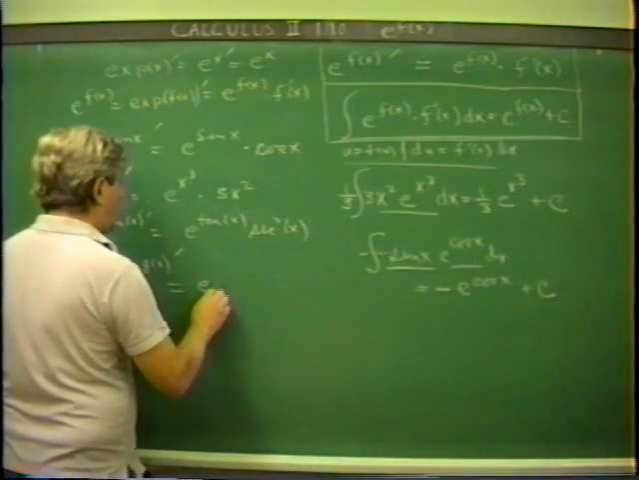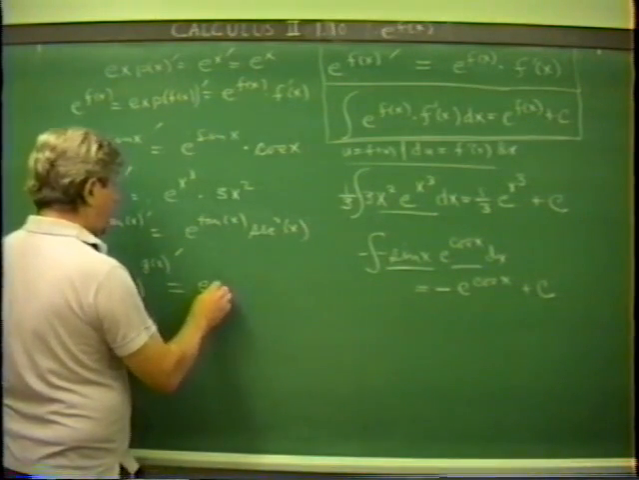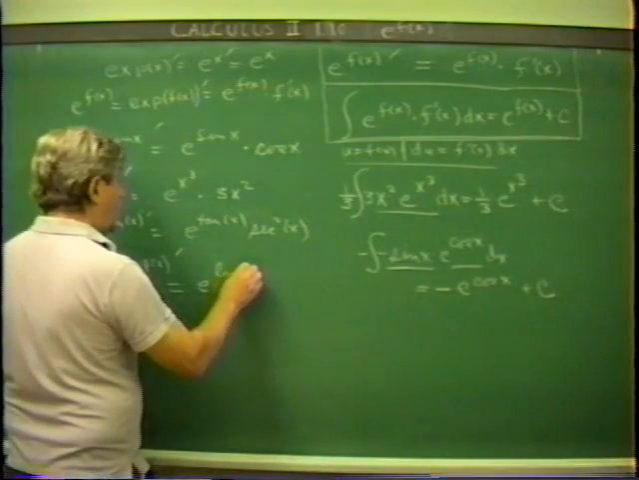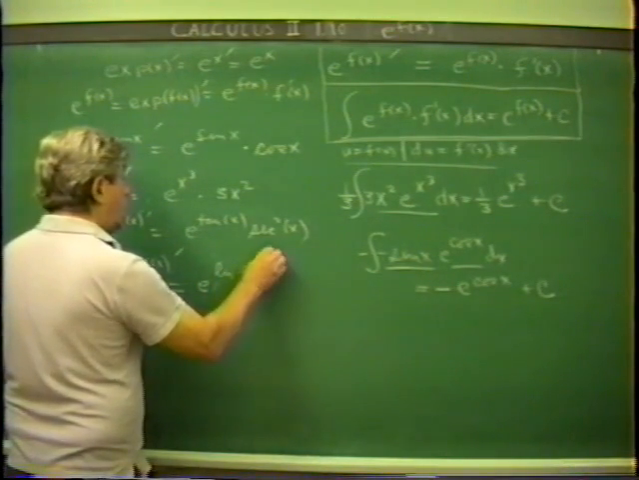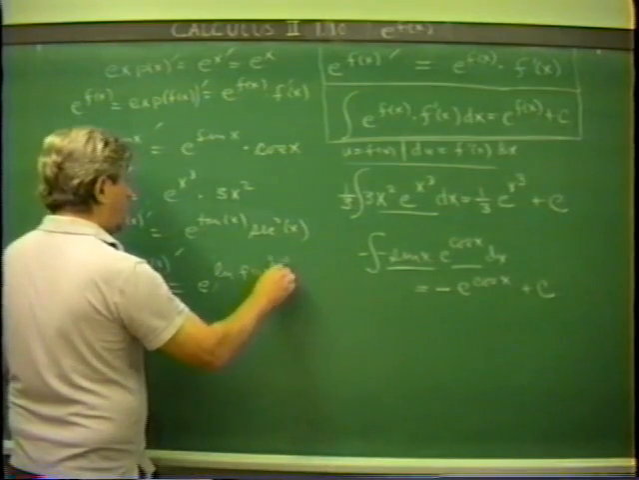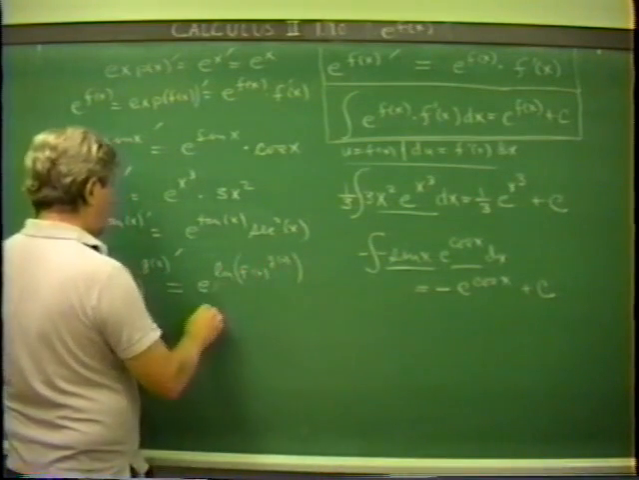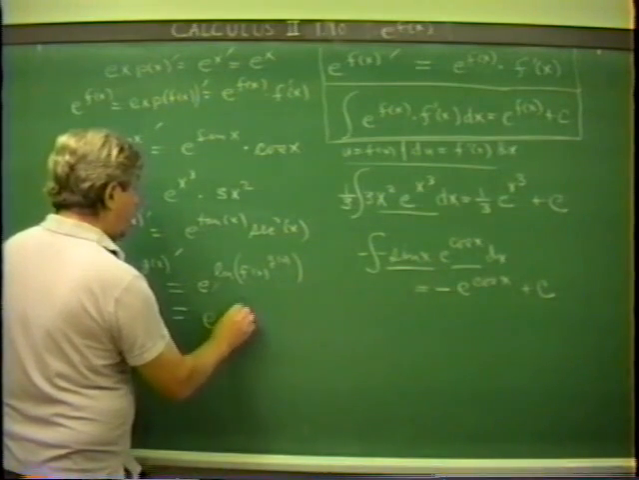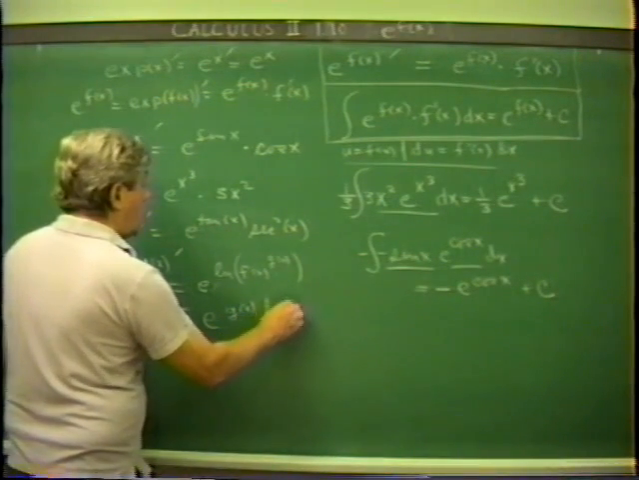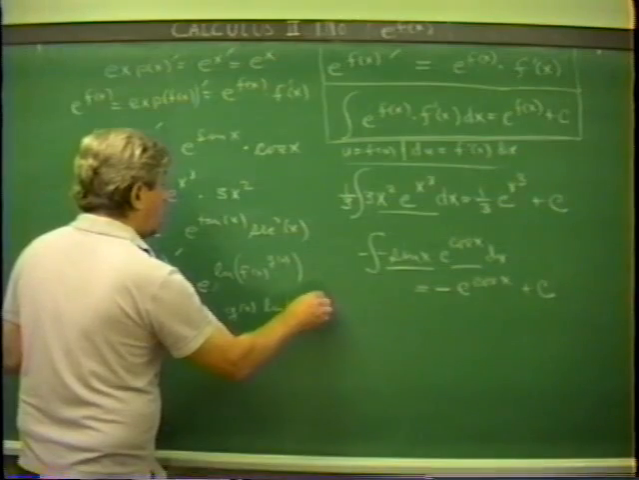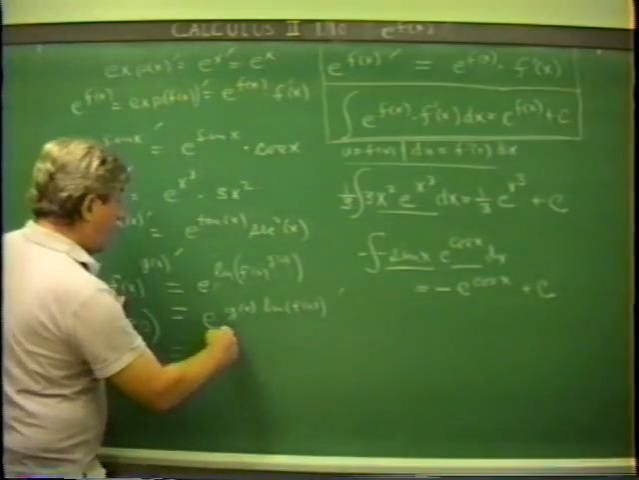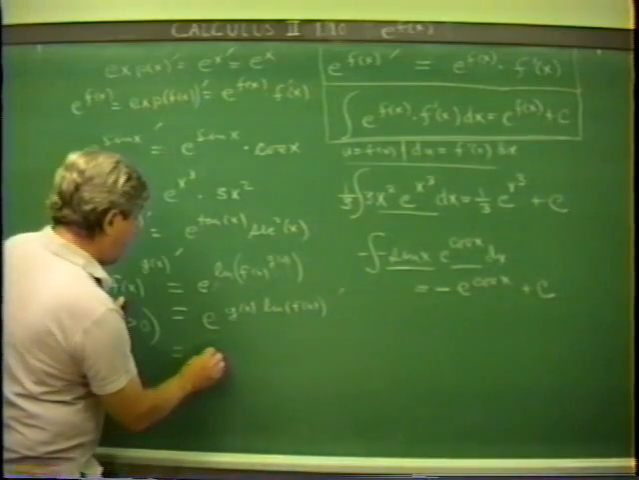At any point where f of x is greater than 0, if you want the derivative of this, you could obtain it as follows. Write this as exponent of logarithm of f of x to the g of x. That's to say, e to the logarithm of f of x to the g of x power. And then this is going to be equal to e to the g of x log of f of x.